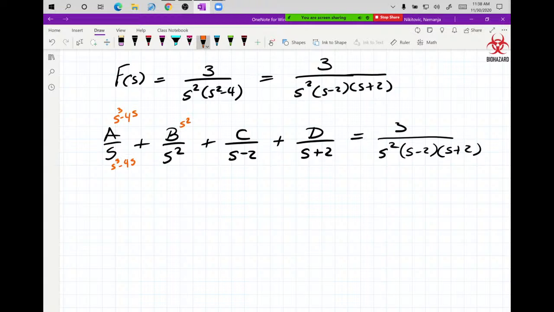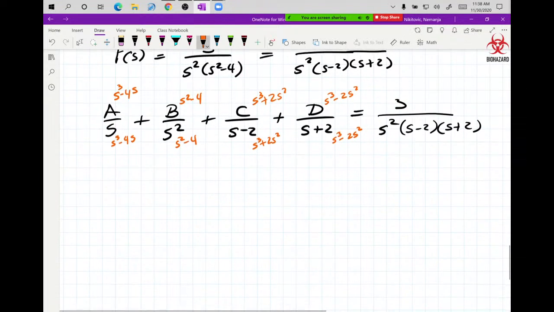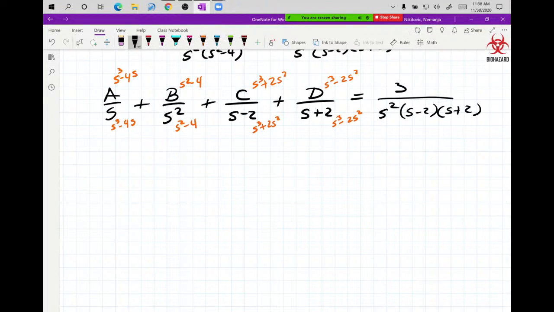The second one is just s squared minus 4. The third is s squared plus 2, so s cubed plus 2s squared. And this one is s cubed minus 2s squared. Okay. Now this is elementary algebra, what we just did: find a common denominator on rational expressions. Now again, the denominators will drop because they are the same on the left and right side. You can multiply through by whatever the denominator is, and they will both cancel completely.